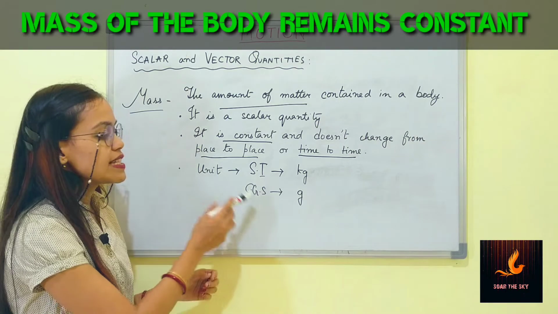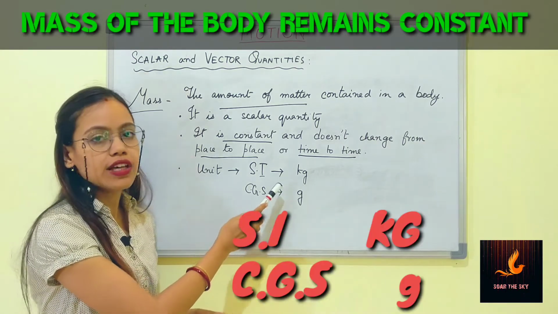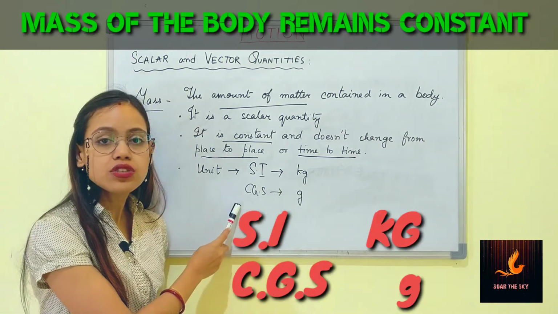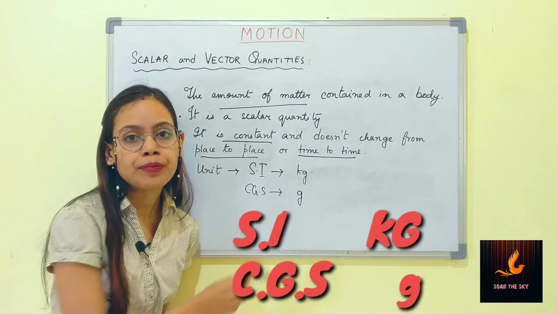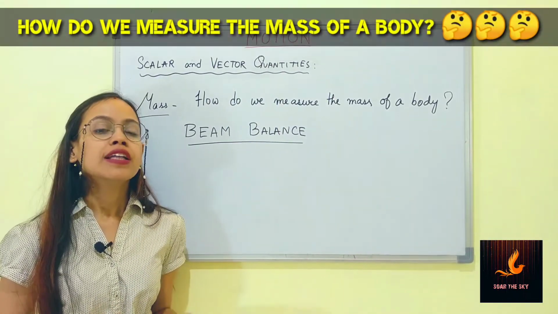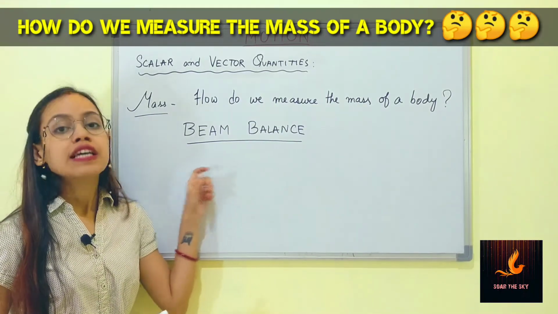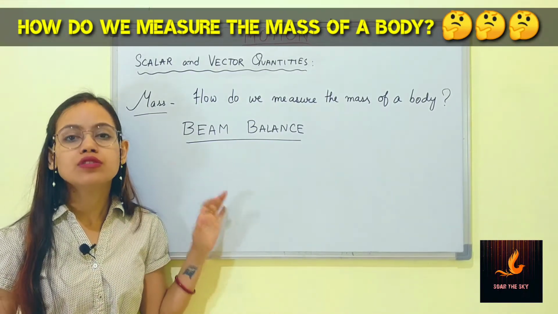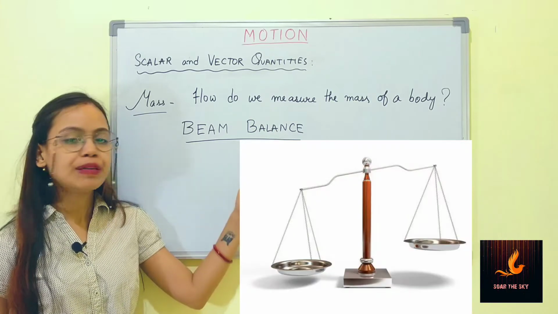So the SI unit of mass is kg, that is kilogram, and the CGS unit of mass is gram. So how do we measure the mass of a body? The mass of a body is measured by a simple instrument known as the beam balance.